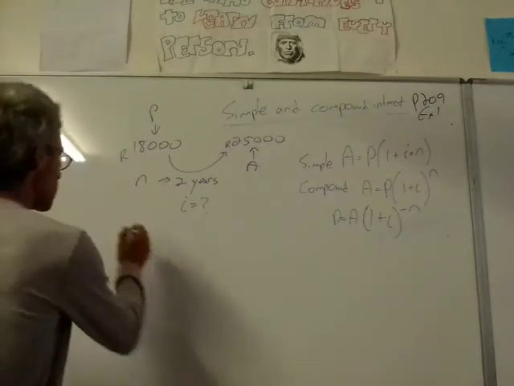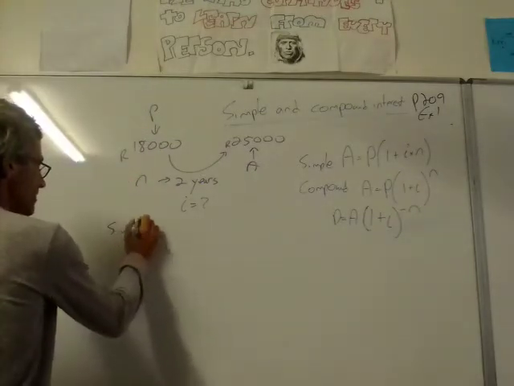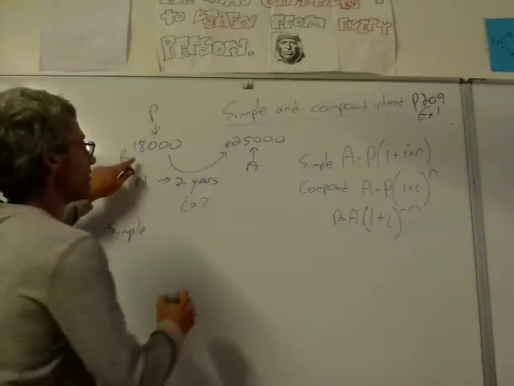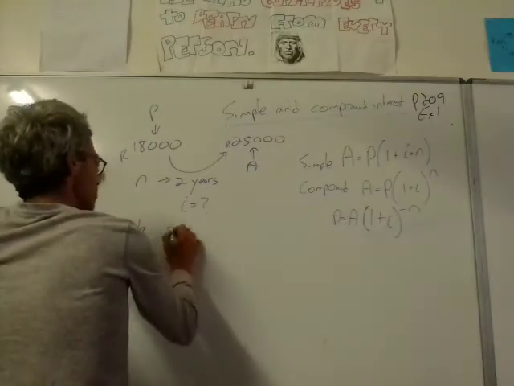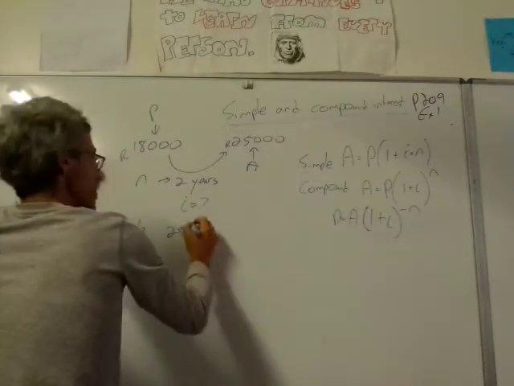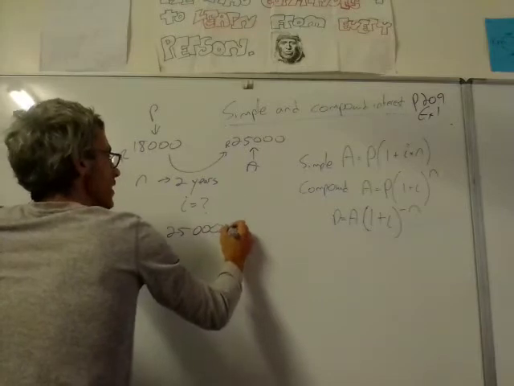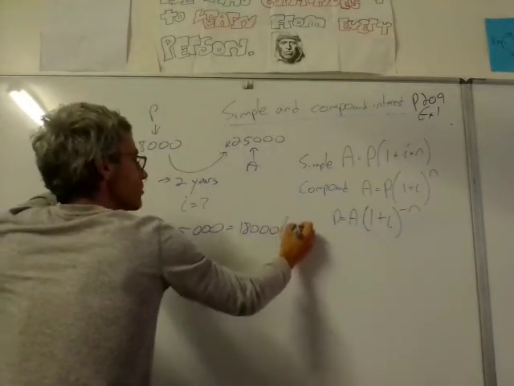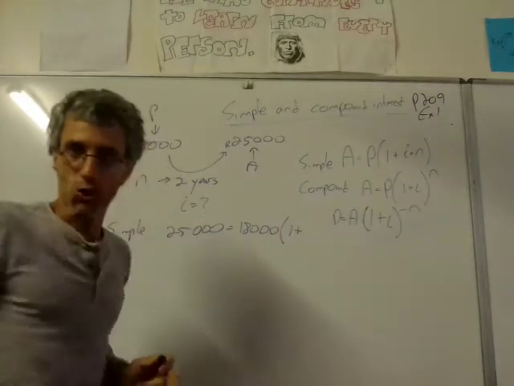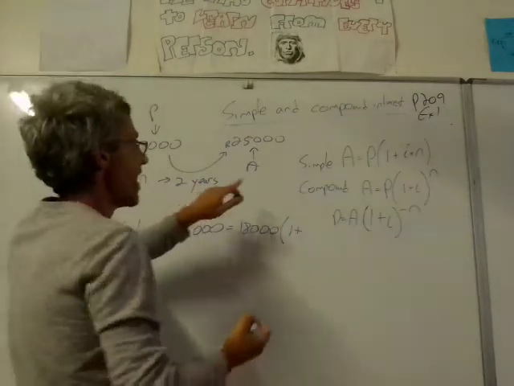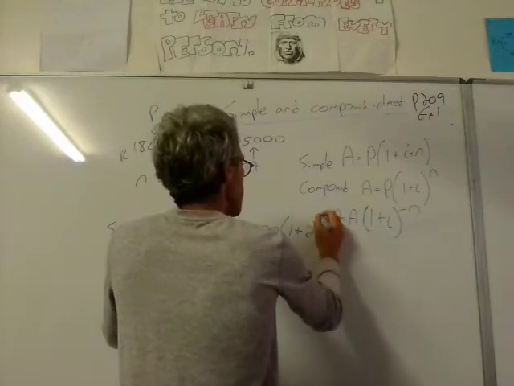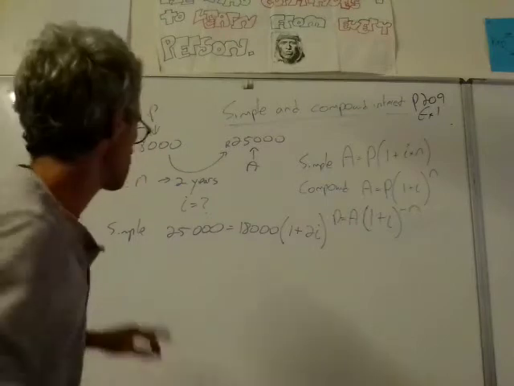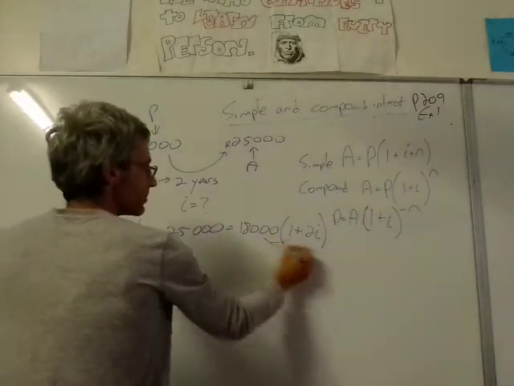Okay? So let's start with a simple case. Let's say the interest was simple. Right, so I've written A. I'm going to write down the equation. I'm going to use the simple equation. So it's 25,000 equals 18,000 times 1 plus I don't know, so I'll leave it like that, and N is 2. So it's 2I. And that's a very simple equation to solve, not a very difficult one. So we're going to open it up like we know how to.